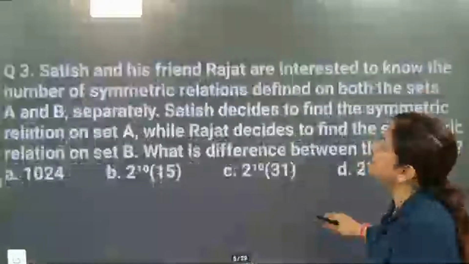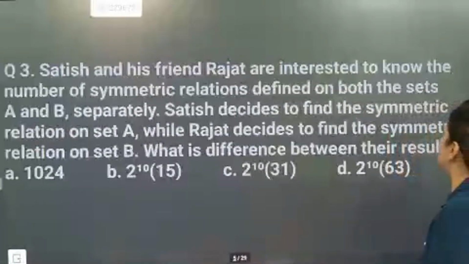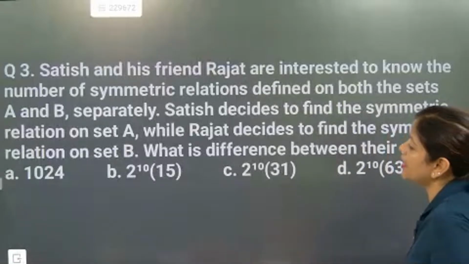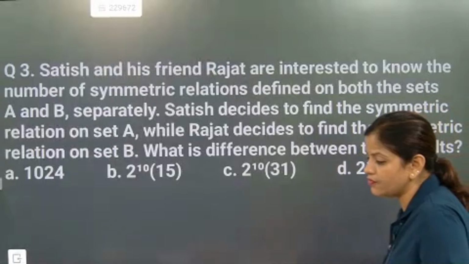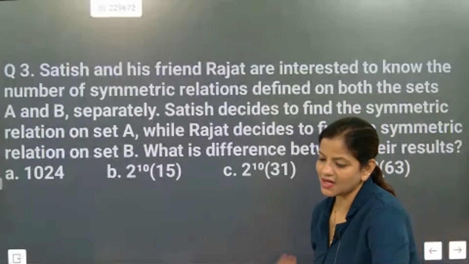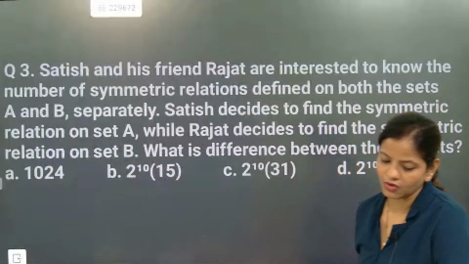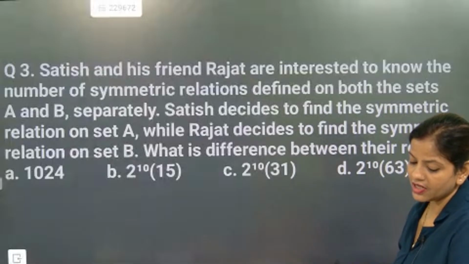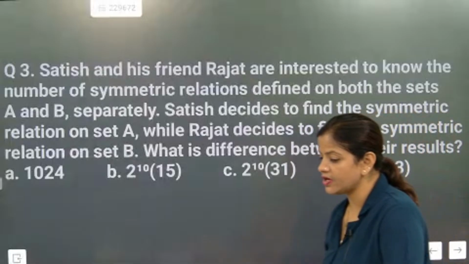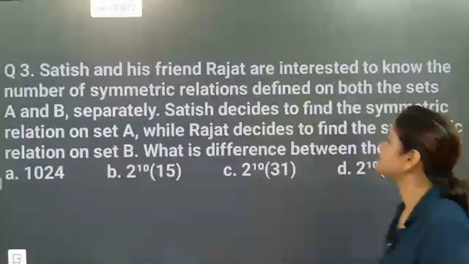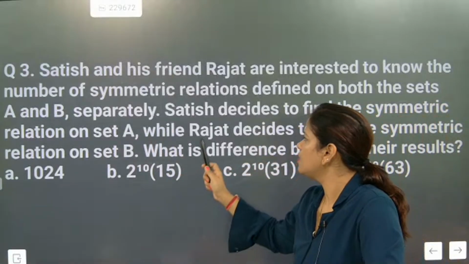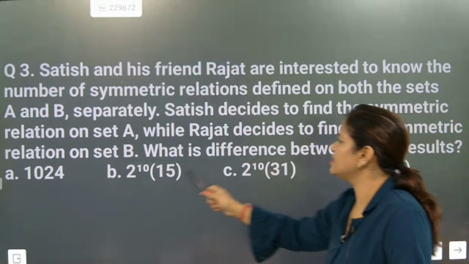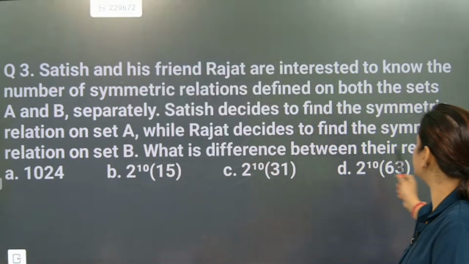Come on, go for the next one. Satish and his friend Rajat are interested to know the number of symmetric relations defined on the sets A and B respectively. Do this question very carefully, because these types of questions are important to know. The symmetric relation formula is a very typical part. Remember this one. Satish decided to find the symmetric relations on set A, while Rajat decided to find the symmetric relations on set B. What is the difference between their results?